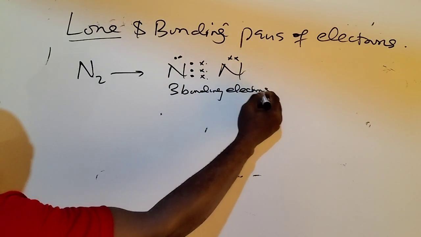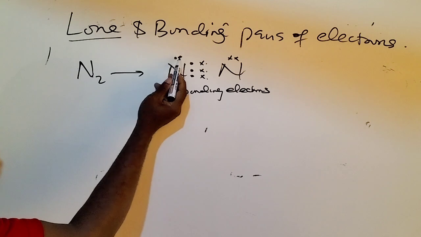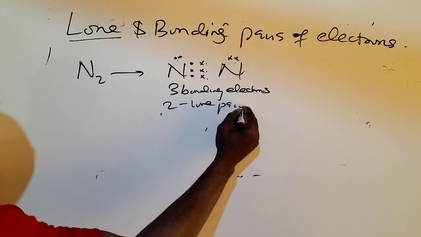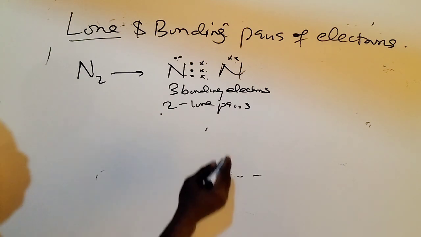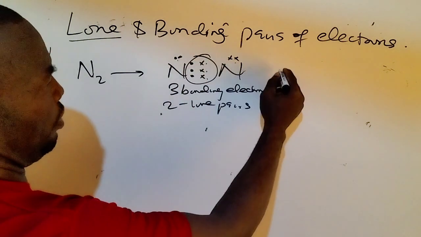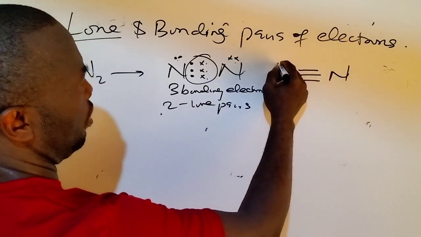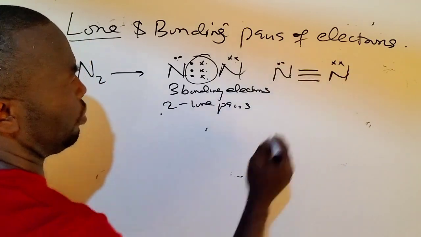How many lone pairs are in the nitrogen molecule? A pair here and that pair here. 2 lone pairs in the nitrogen molecule. So having done that, what kind of bond is in nitrogen? We'll now join them. So nitrogen has a triple bond, or triple covalent bond.